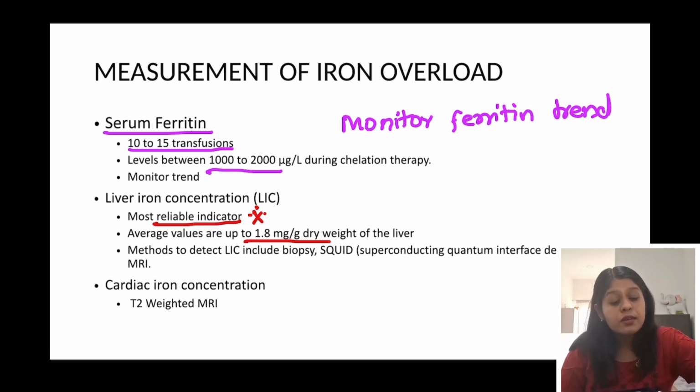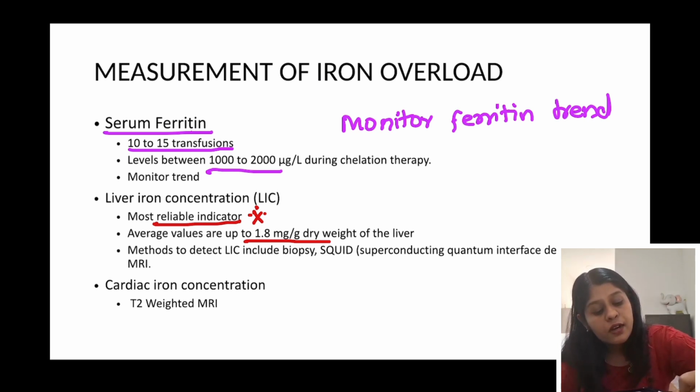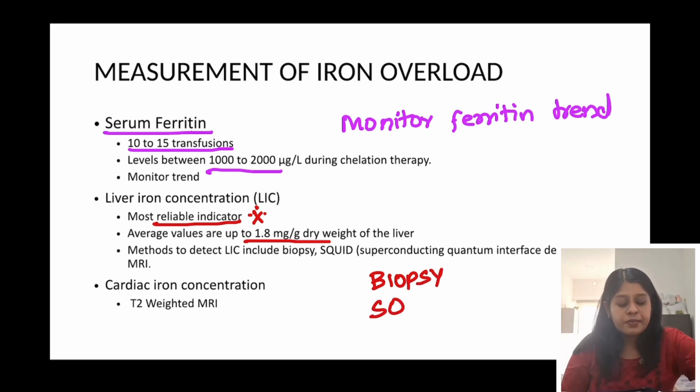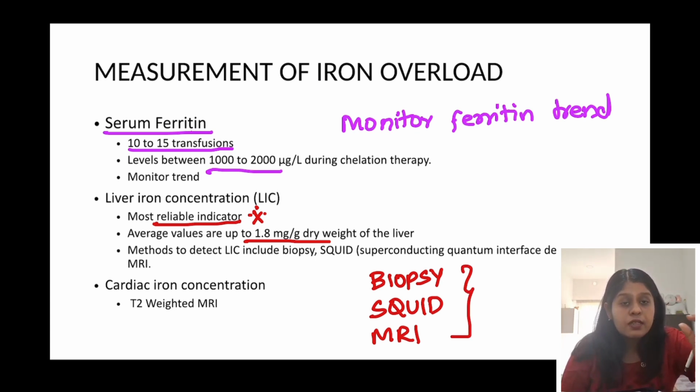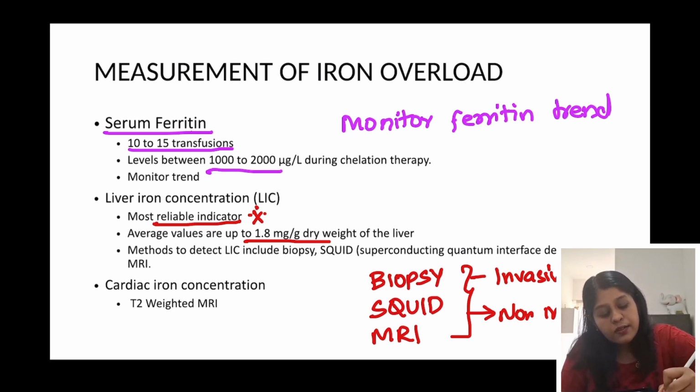And how do you quantify it? One is through biopsy, and one is through an MRI kind of technique. And then another is something called SQUID. What is SQUID? Superconducting quantum interference device. This will use an electromagnetic field to find the level of iron inside the liver. It's a non-invasive procedure, because biopsy is invasive. Either you can go for SQUID or for MRI as a non-invasive procedure.